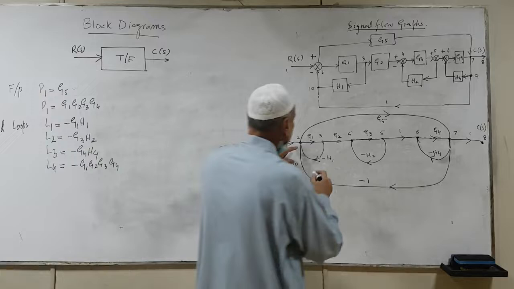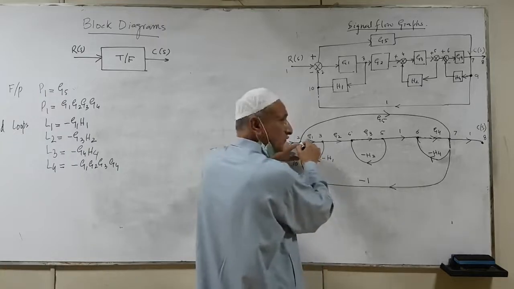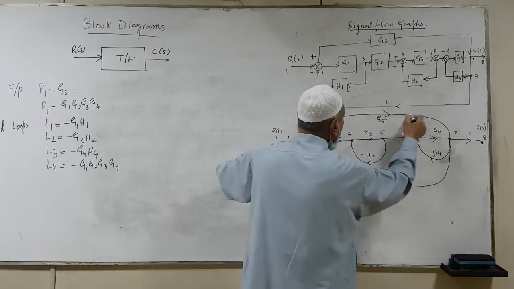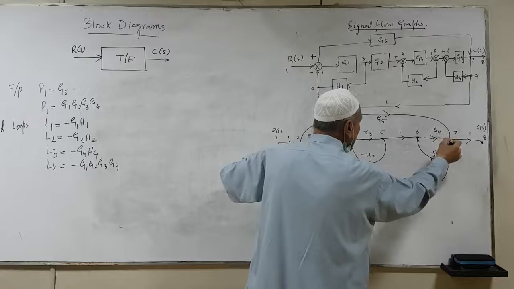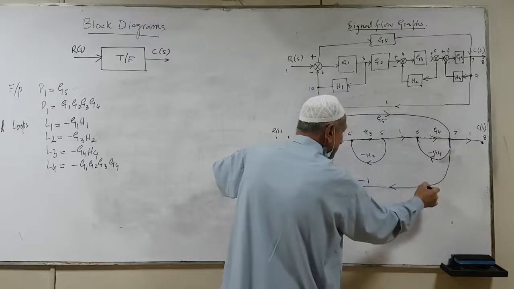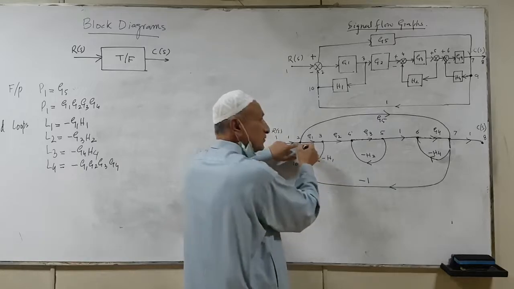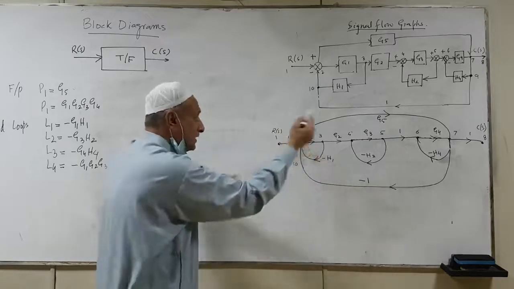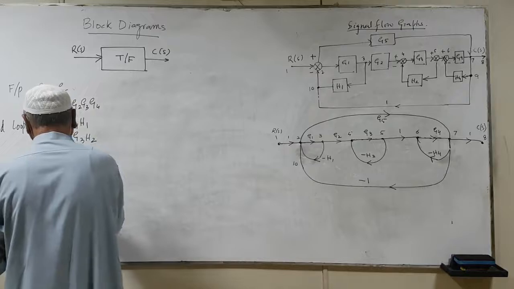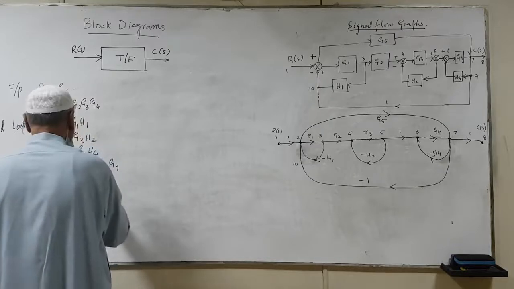Then we have another situation. Have a look at this one. Start from node 2, you can go along this G5 path, traversing node 7 once and coming back again to where you have started from. So you generate another loop, which is loop number 5, and this is minus G5.